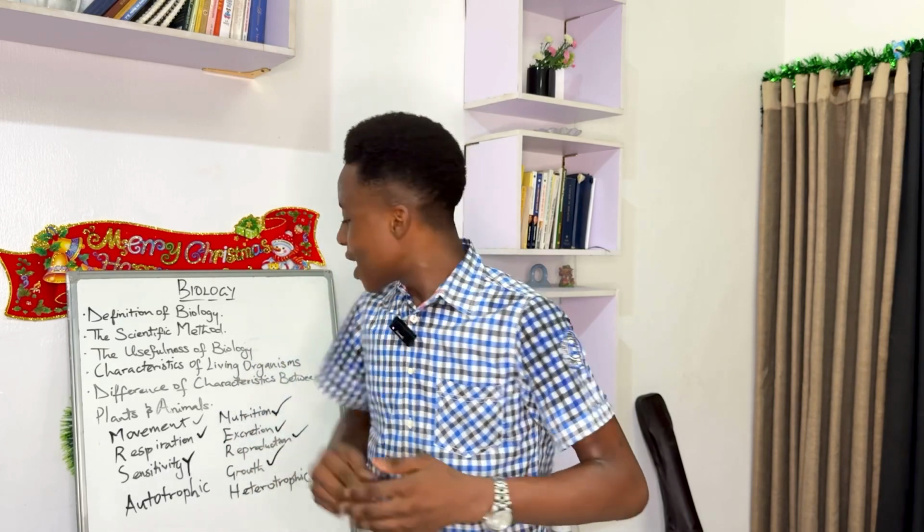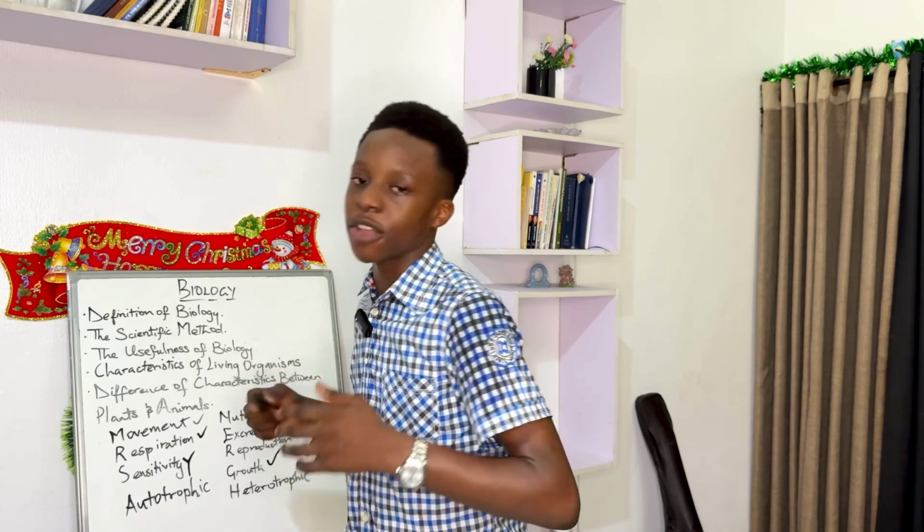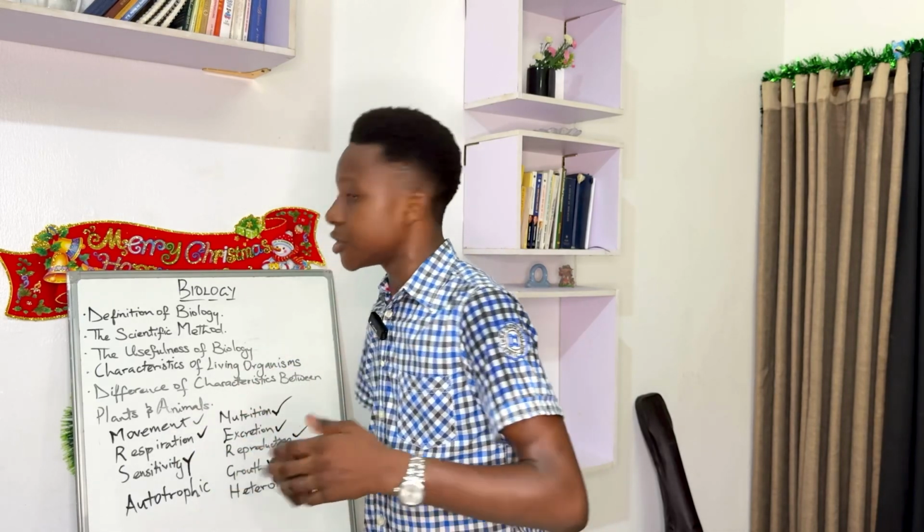Here are the questions. Number 1. If you're interested in the field of biology, what would you like to be as a biologist? Let me know in the comments. And number 2, give me a difference between plants and animals when it comes to the characteristics of living organisms. Among the ones I mentioned, you can pick any one.